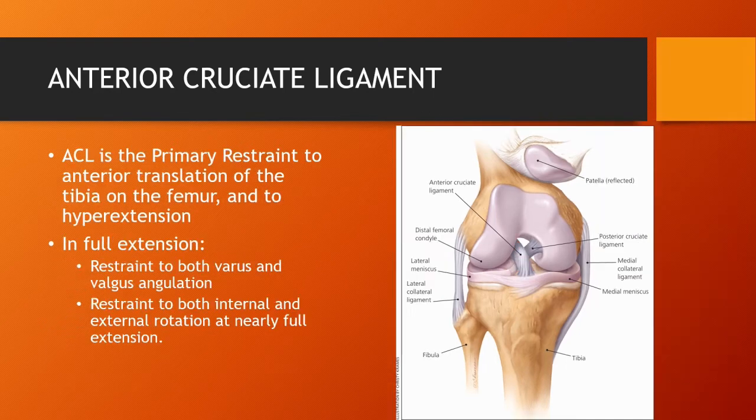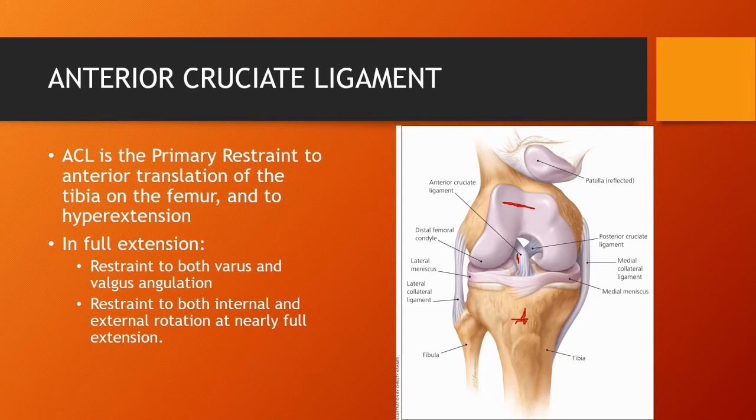The anterior cruciate ligament is the primary restraint to anterior translation of the tibia here on the femur here. So the ACL here prevents forward movement of this tibia relative to the femur. And of course, the posterior cruciate ligament is going to do the exact opposite. The anterior cruciate ligament is also the primary restraint to knee hyperextension due to the action of the posterolateral band.